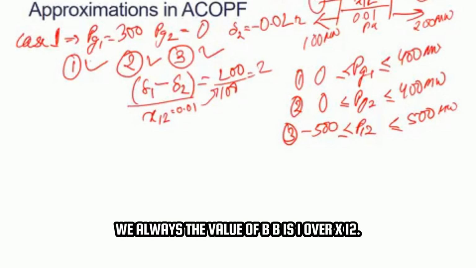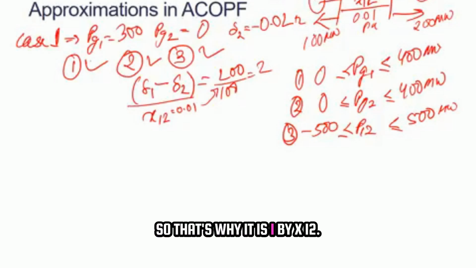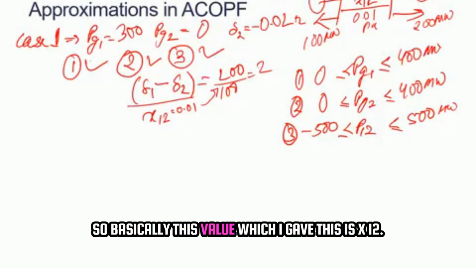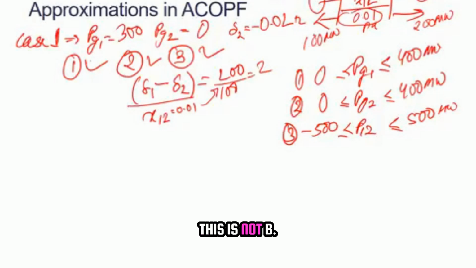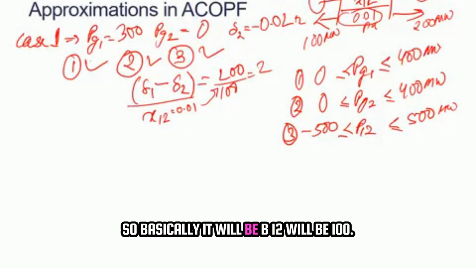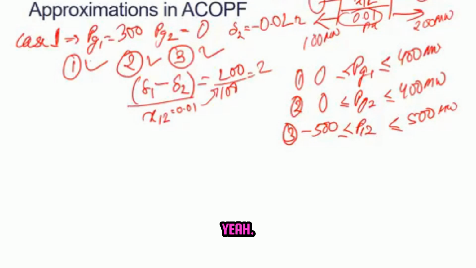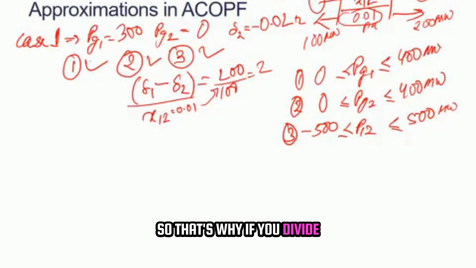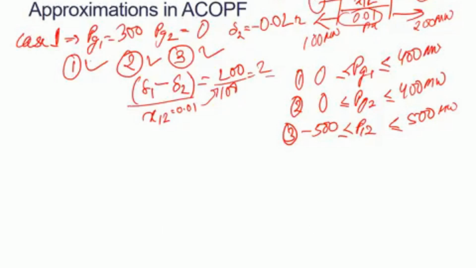We always say the value of b is 1 over x12, so that's why it is 1 by x12. This value which I gave, this is x12, this is not b. So basically b12 will be 100. So if you divide b12 here, it will be 0.02. Is it clear? Yeah, it's clear. Okay, good.